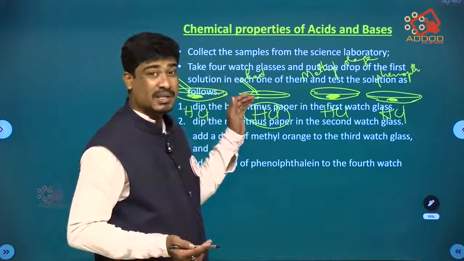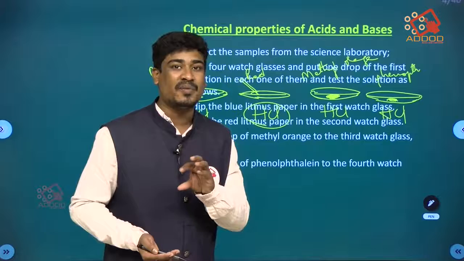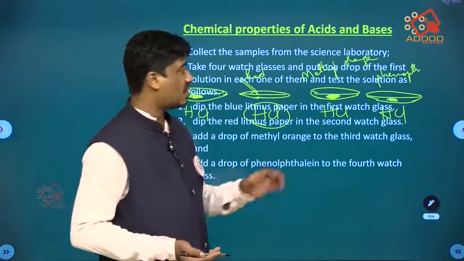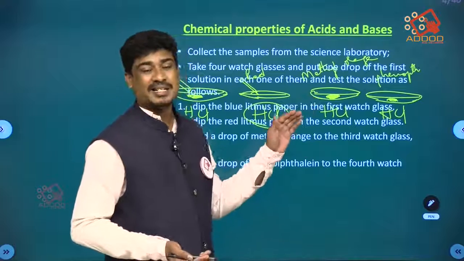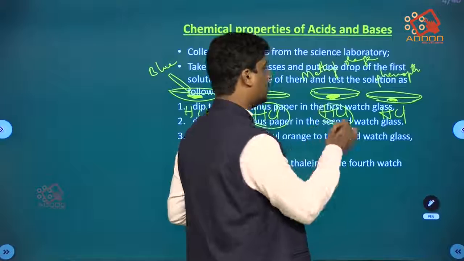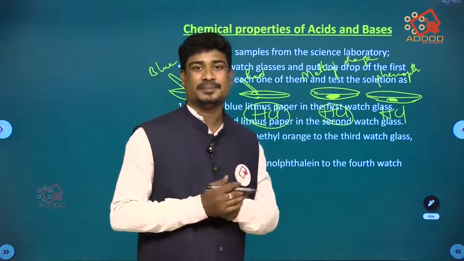Then what about red litmus? The color of red litmus remains the same when it is kept in acid solution. Okay, now what happens when methyl orange indicator is added to the acid solution? HCl is an acid, so it turns into pink color.